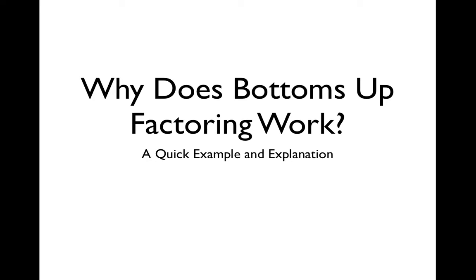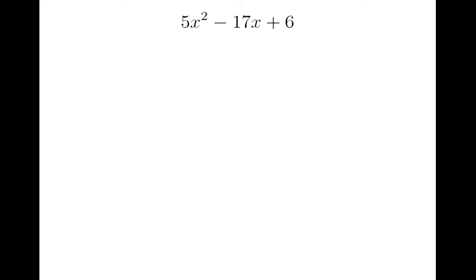Hi there. What this is going to be is a quick example and brief discussion of why bottoms-up factoring works, so it hopefully doesn't just seem like some magical mathematical process. The example I've chosen is 5x squared minus 17x plus 6. Well, the first thing we're going to do is actually just do bottoms up on this.